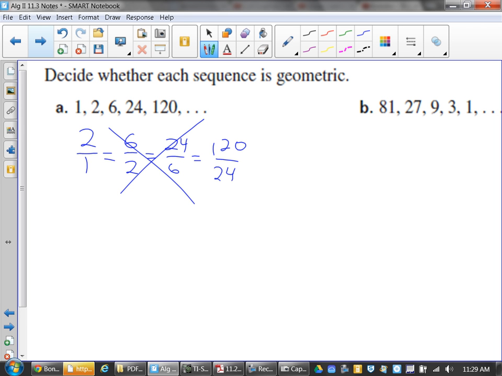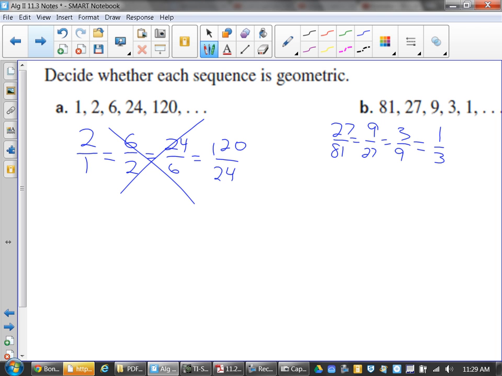Now the other one, I do the same thing. 27 over 81. Does that equal 9 over 27? Does that equal 3 over 9? Does that equal 1 over 3? Yeah, it does.